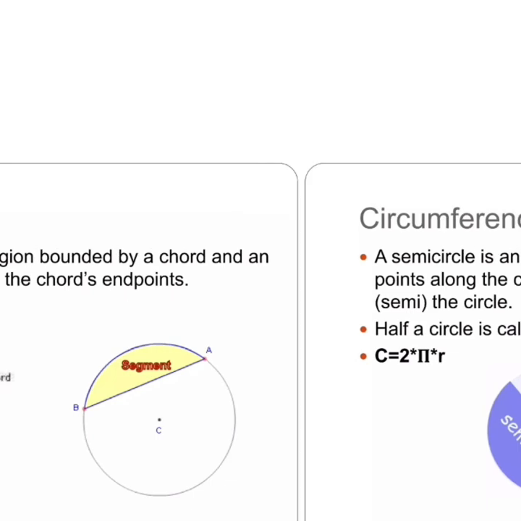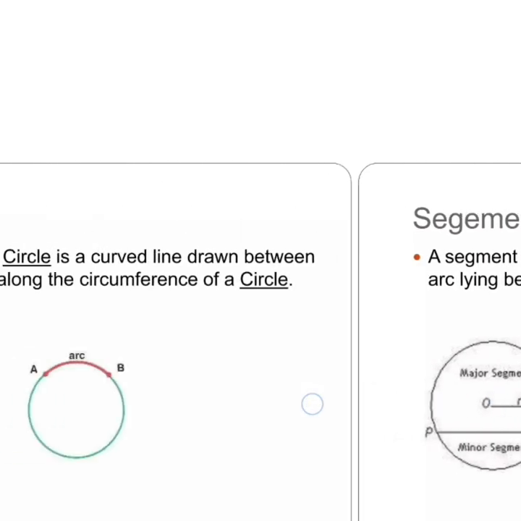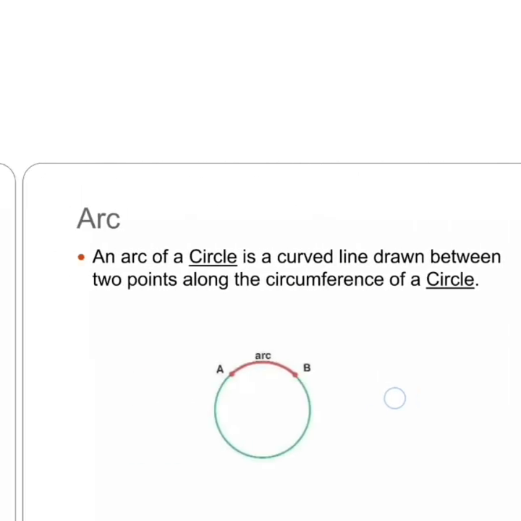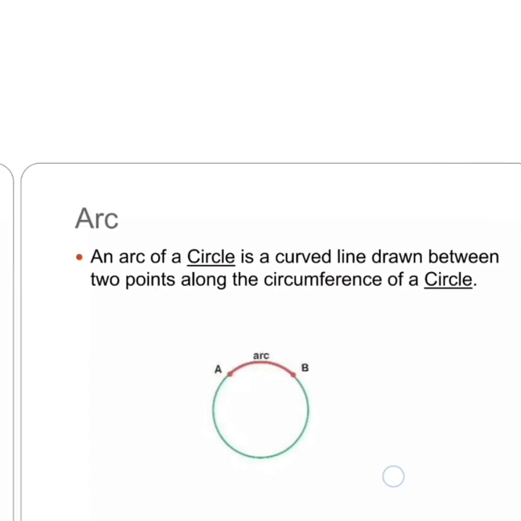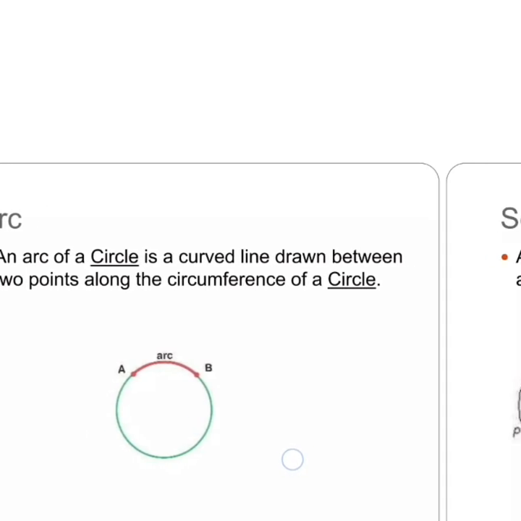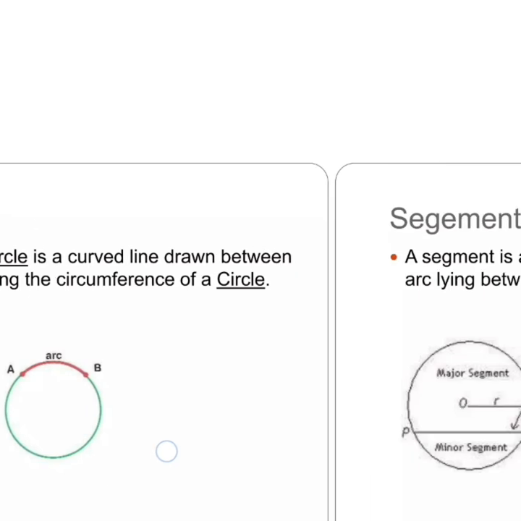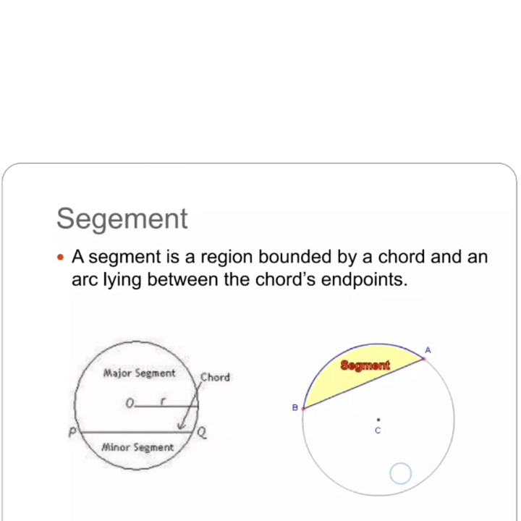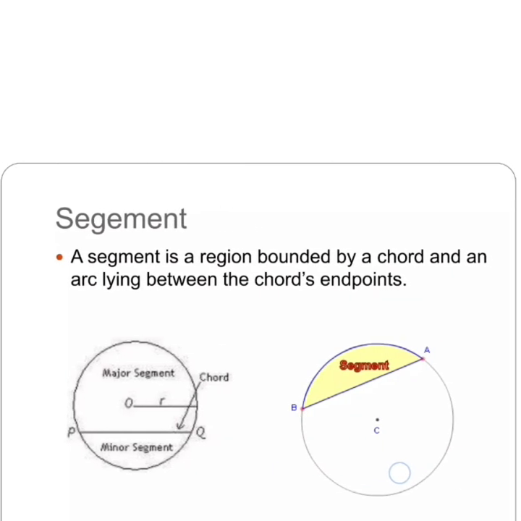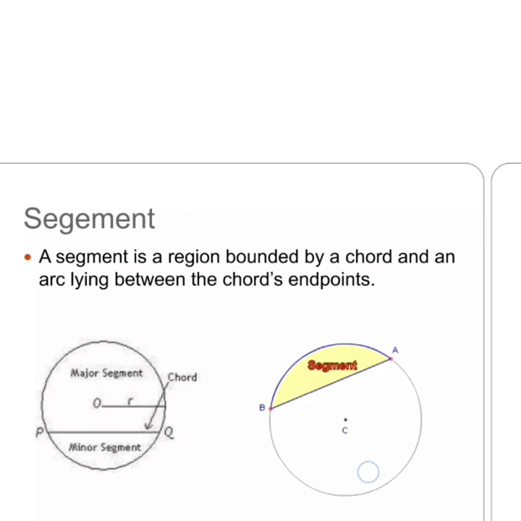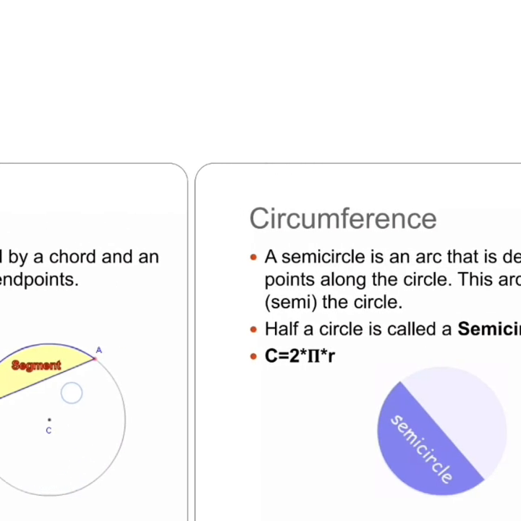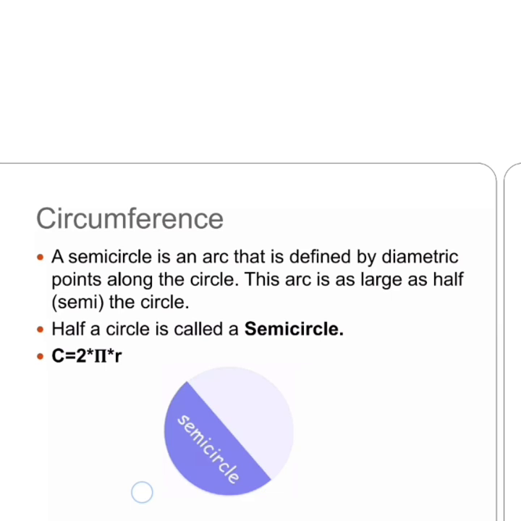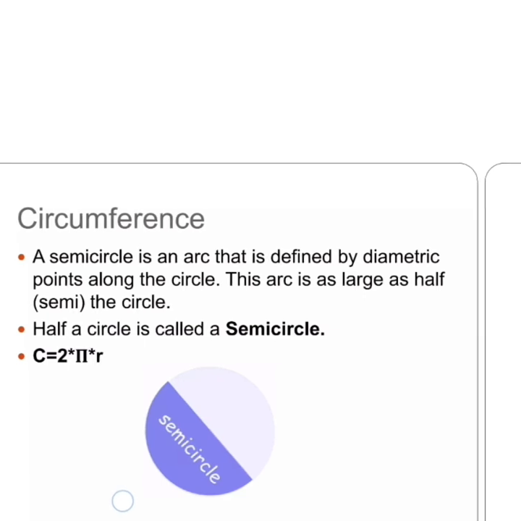Circumference. A semicircle, an arc. An arc of a circle is a curved line between two points along the circumference of a circle. Segment. A segment is a region bounded by a chord and an arc lying between the two chord's end points. A semicircle is an arc that is defined by the diametric points along the circle. This arc is as large as half the circle. Half of a circle is called a semicircle.